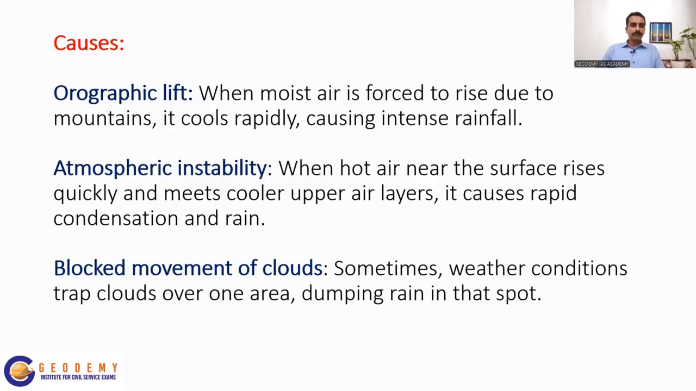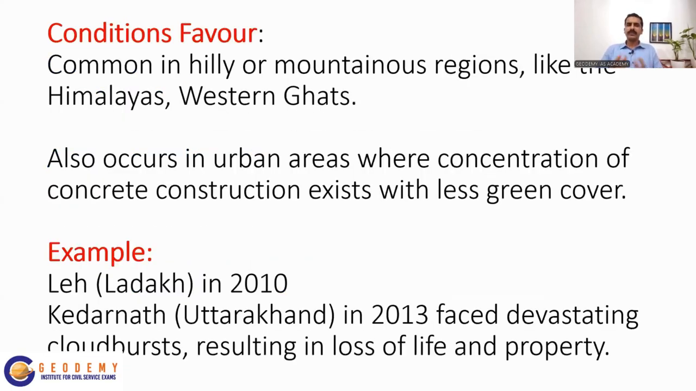Then blocked movement of the clouds. Sometimes weather conditions trap clouds over one area, dumping rain in that spot, right? So due to the barrier of the mountain or something, if the cloud is stopped, the high moisture content cloud is stopped, then it may cause these. So these are the causes. So introduction and then the key features, how it differs from the normal things, and then the causes, and then the conditions favor. So common in the hilly or mountainous regions like Himalayas or in the Western Ghats, or sometimes in the urban areas it may occur due to the concentration of the concrete buildings.